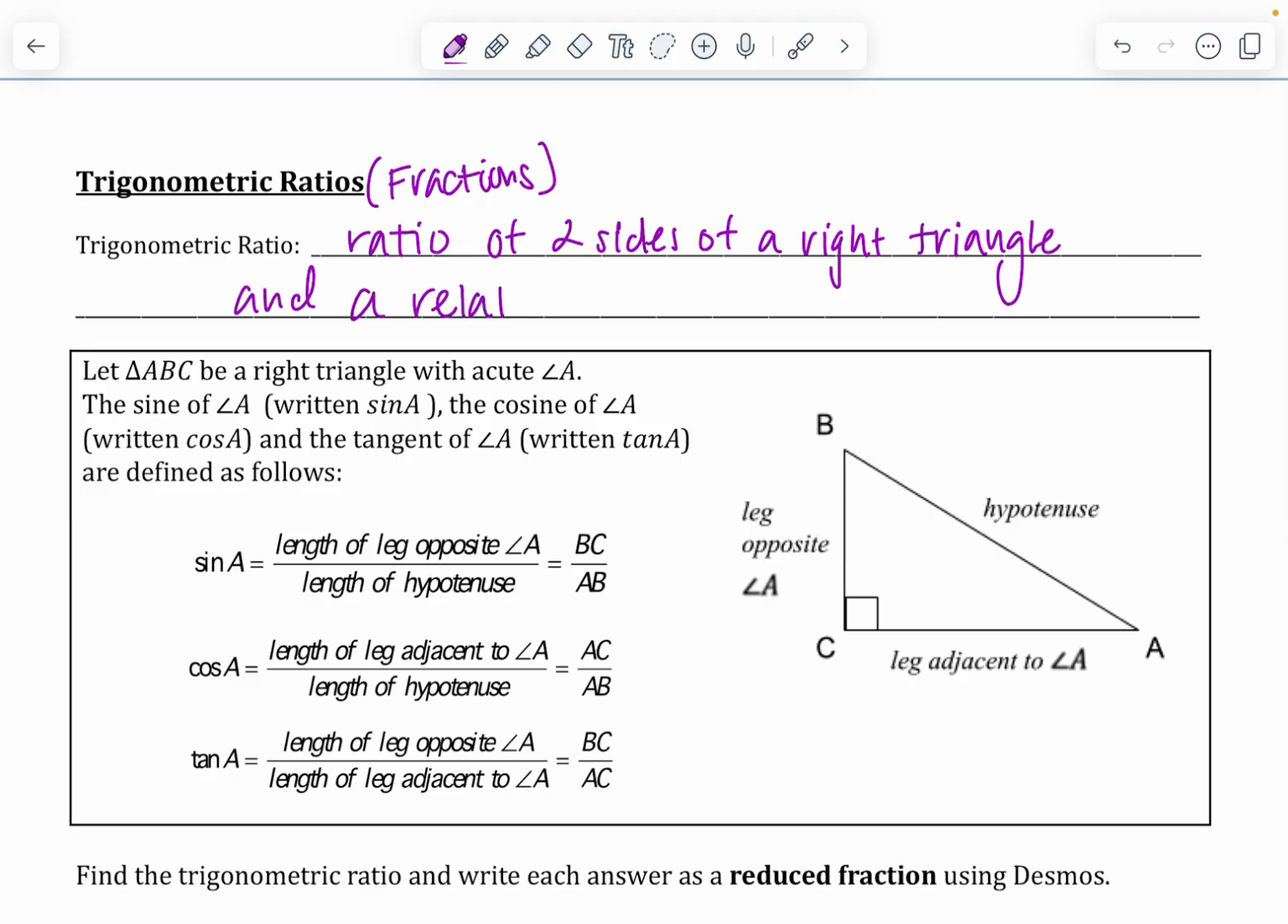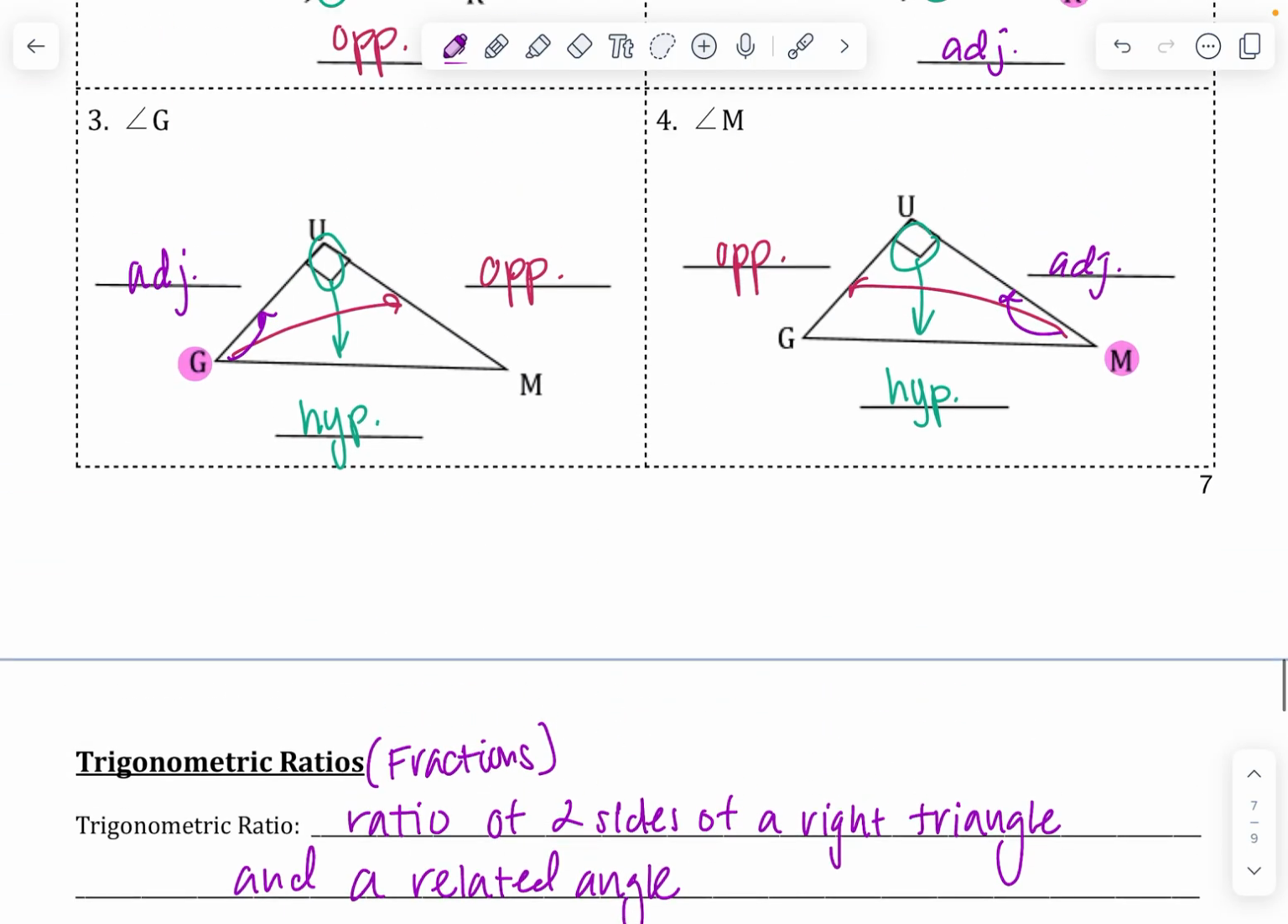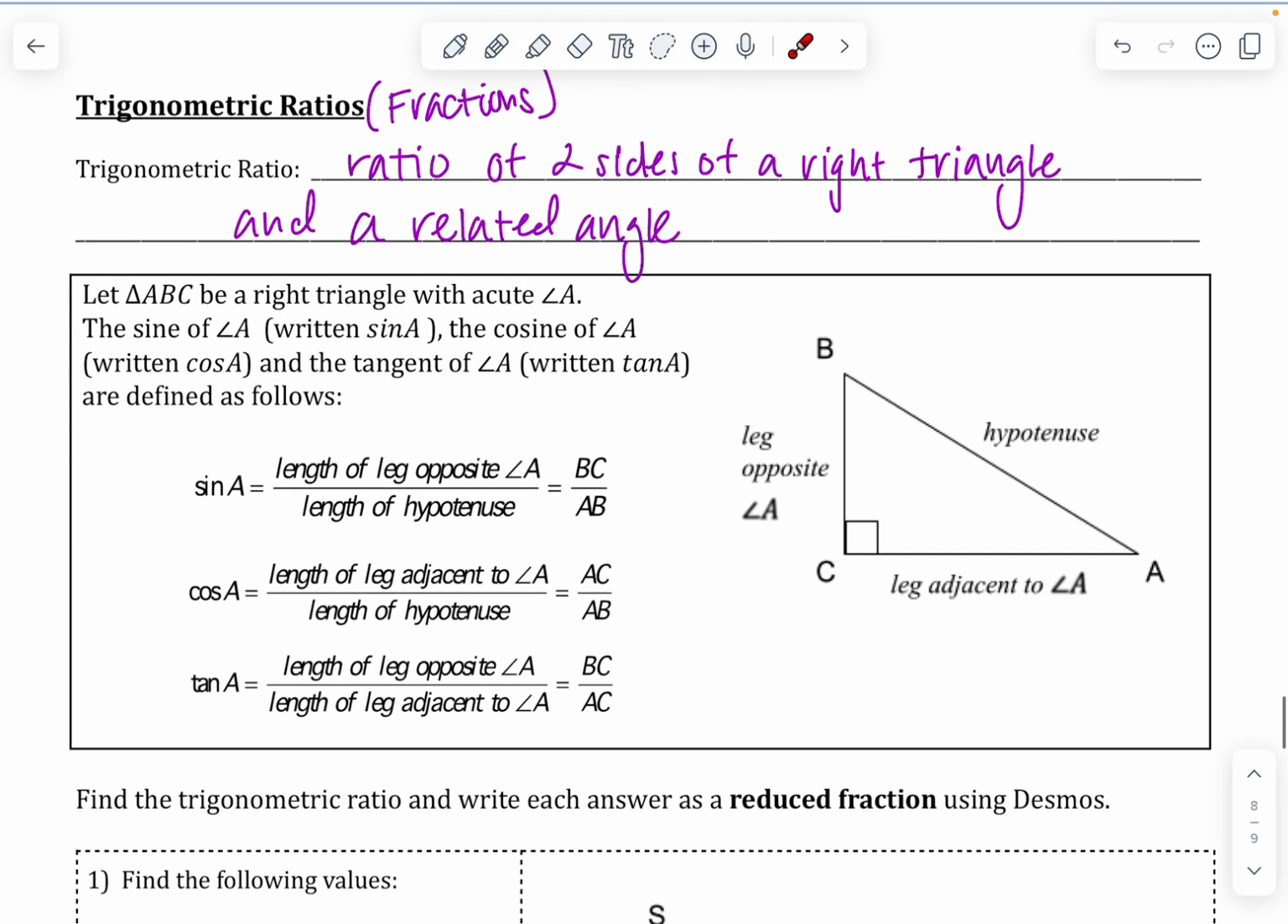and a related angle. Just like when we did these, all of these highlighted angles are my related angles. And then I have all these sides. We're going to look at only two sides at a time when we talk about trig ratios. So here we go. It says, let triangle ABC be a right triangle with acute angle A.